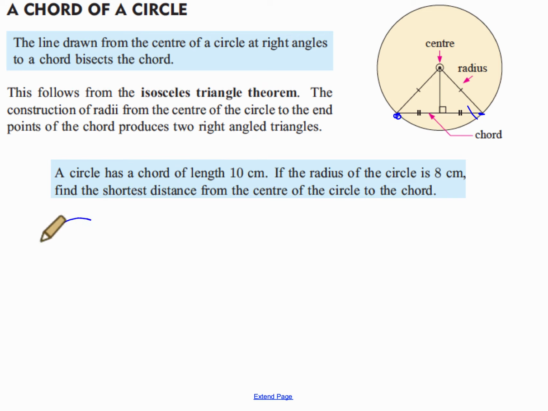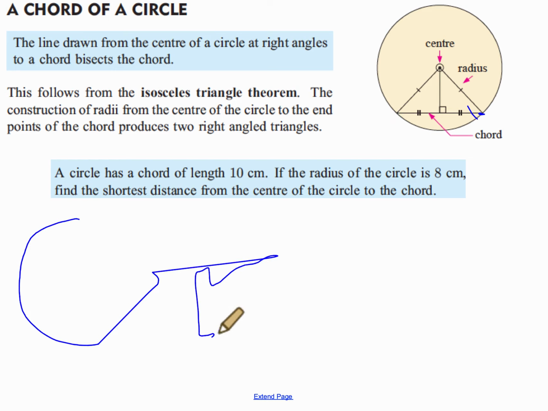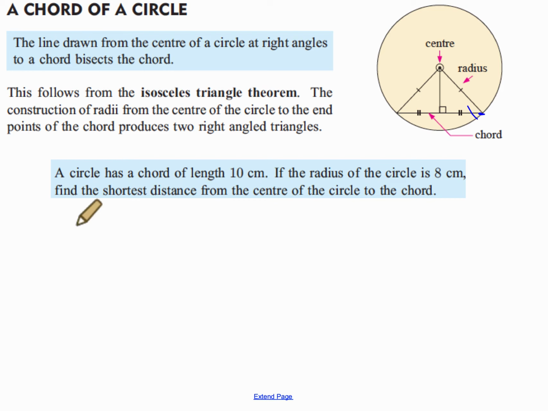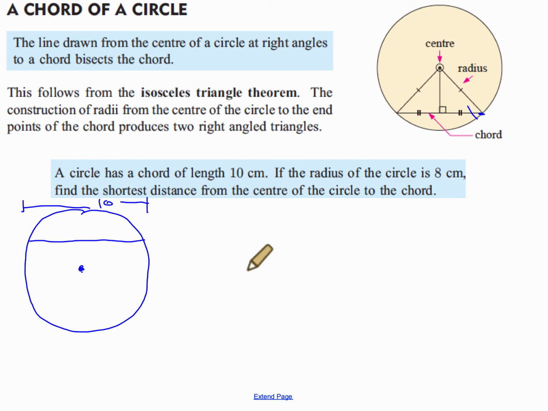Let's go ahead and draw it. See if I can do as well as I did before. All right, not bad. There's the center. I'll draw the chord right here. And I know that it is of length 10 centimeters.